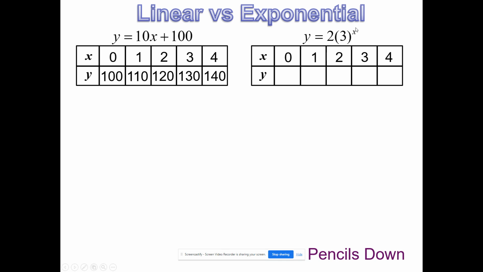Now with the exponential, if I plug in 0, 3 to the 0 is 1. 1 times 2 is 2. Plug in 1: 3 to the 1 is 3. 3 times 2 is 6. Plug in 2: 3 squared is 9. 9 times 2 is 18. Plug in 3: 3 cubed is 27. 27 times 2 is 54. And then look at this: 3 to the 4th power is 81, and 81 times 2 is 162. So after 4 years, we will surpass the linear function.